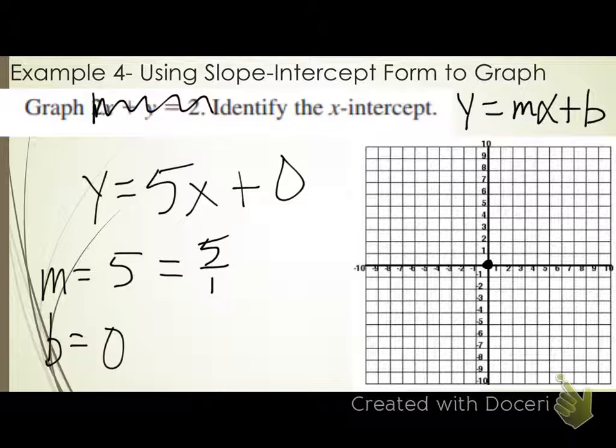And then which two directions am I going? How many units? Up 5, right 1.